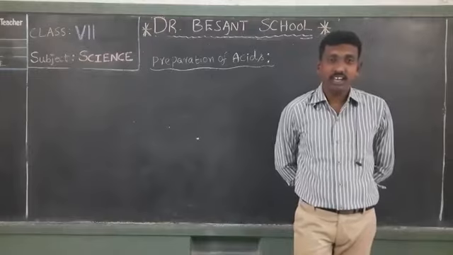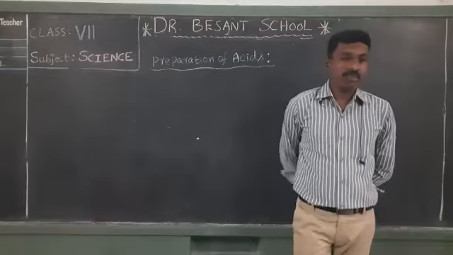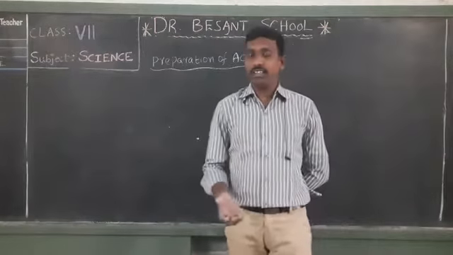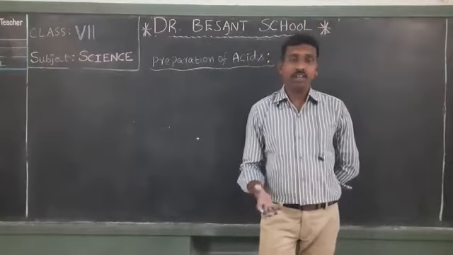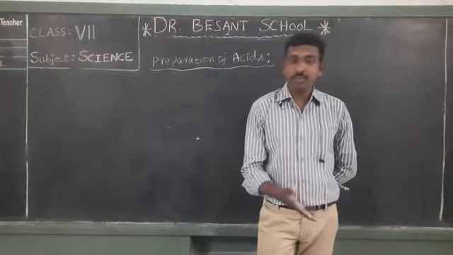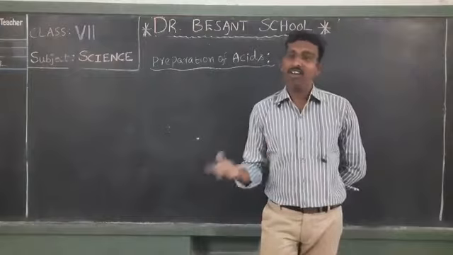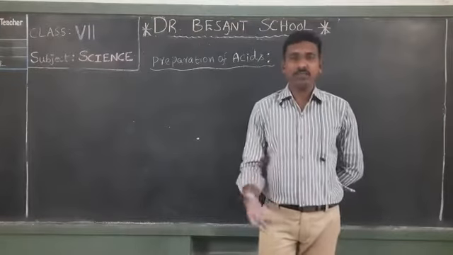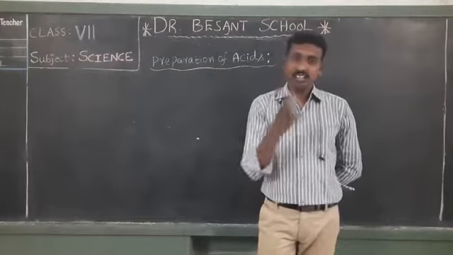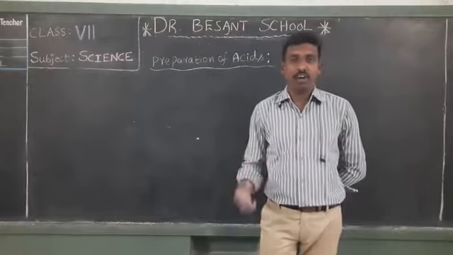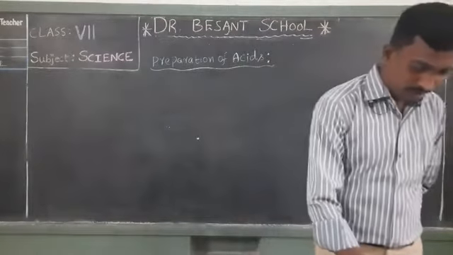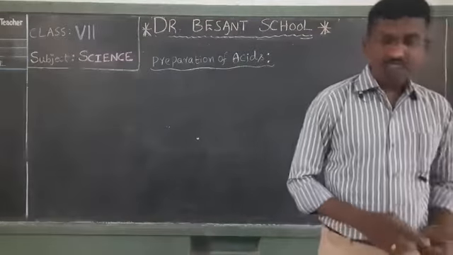Remember all these things. Similarly, when a substance is given to check whether it is an acid or not, we can simply use litmus paper, methyl orange or phenolphthalein. By using any of these indicators, we can test whether the given substance is an acid or a base. Now, we are going to learn about the preparation of acids.